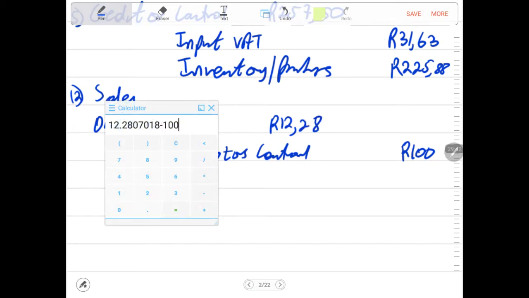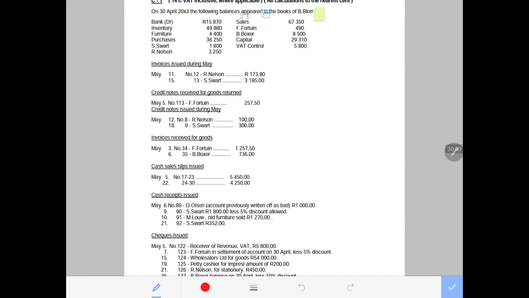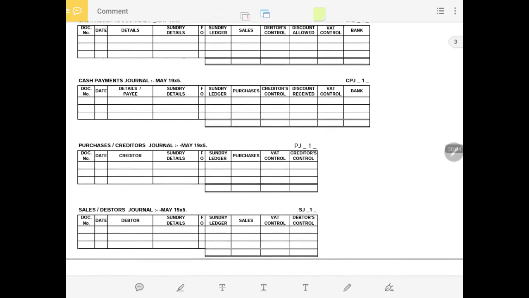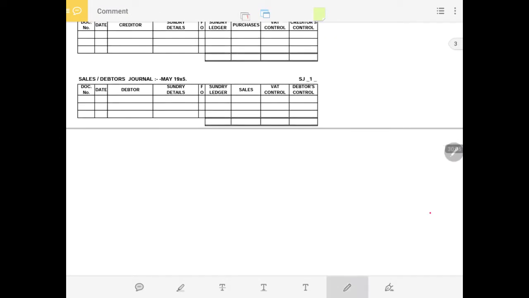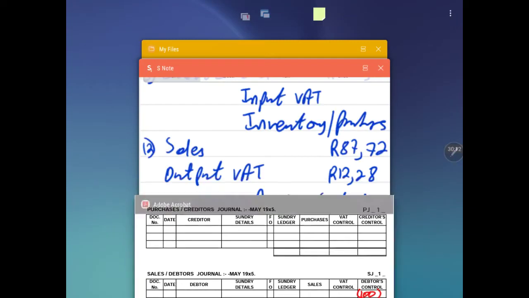Then minus 100 Rand, then we get to the amount of sales, 87 Rand 72 cents. Now remember, we are recording it in the same sales journal, but we record it as negative. Remember, I'll be using that approach. Now under my sales journal, under debtors control, there is 100 Rand, but it will be negative. Remember, you don't just randomly record.